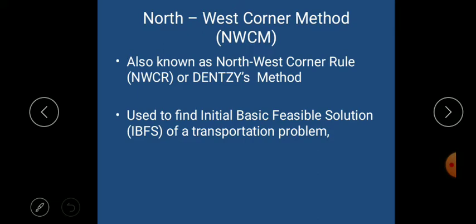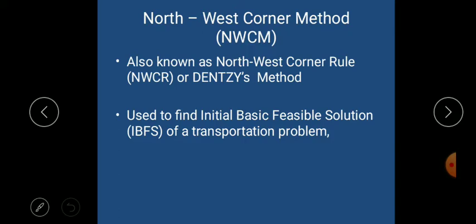Northwest Corner method, also known as Northwest Corner rule or Dent's method. It is abbreviated as NWCM or NWCR, depends upon what you're gonna call it, whether Northwest Corner method or Northwest Corner rule. It is used to find the initial basic feasible solution, that is stage 1 of a transportation problem.